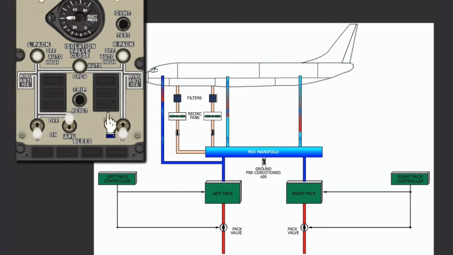In flight, if either or both packs are selected to high, the system assumes that the flight crew wants additional bleed air to be routed through the air conditioning pack. This eliminates the need for the recirculation fans to operate. When one pack switch is in high, the left recirculation fan shuts down. When both pack switches are in high, both recirculation fans shut down.